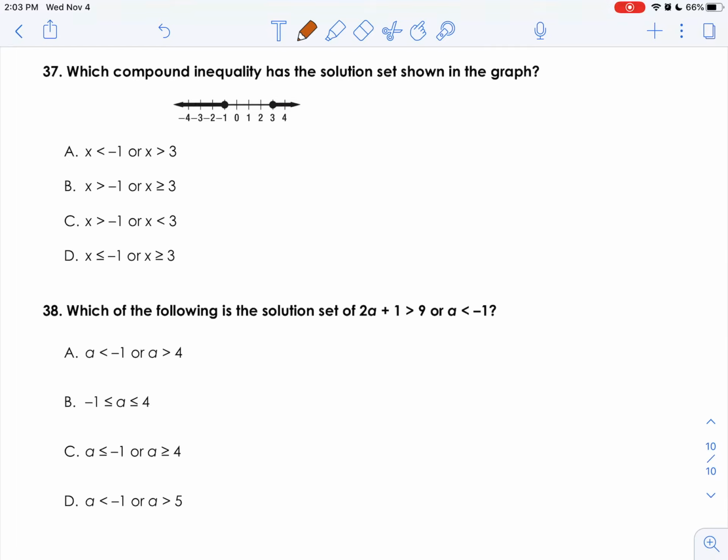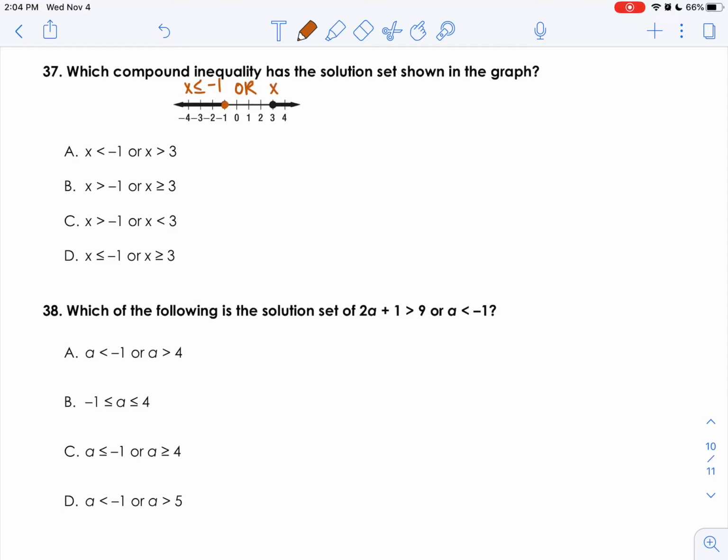37 says, which compound inequality has the solution set shown in the graph? So this time we're looking at the graph and coming up with an inequality that matches it. So here I'm going to look at each part. On the left, we'll use x. So x is going to the left, so x is less than, and the dot is closed, so or equal to -1. There's a gap in the middle, so these are not overlapping. This is going to be an "or".